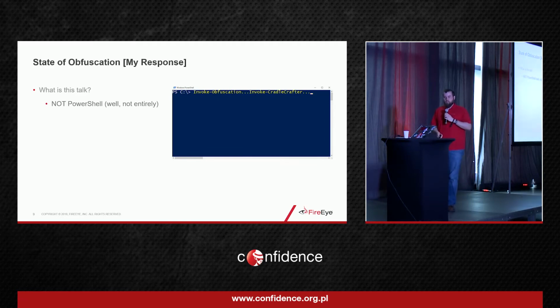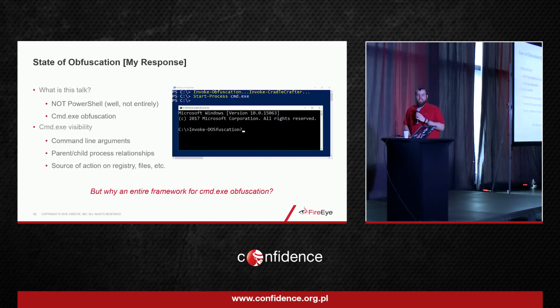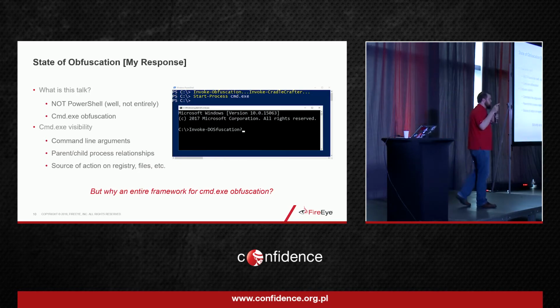So this talk has nothing to do with PowerShell. It's all about command.exe obfuscation. And traditionally, when I talk to a lot of defenders about detecting suspicious command.exe, well, command.exe is super common. It's in everything. Everything calls it. It's running all the time. And most defenders will write rules based off of command.exe being a process and its arguments containing A, B, or C, something like that. But you can also look at it from a parent-child process relationship.